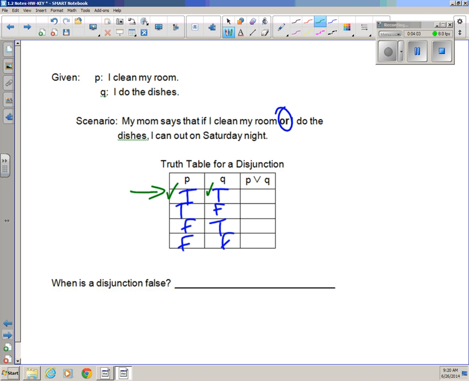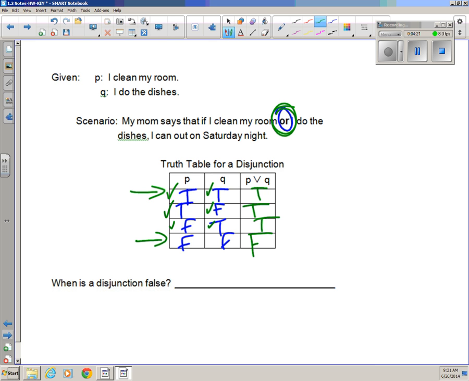So if I go back to my first column, did I clean my room? Yes. Did I do the dishes? Yes. Am I allowed out? Absolutely. I cleaned the room, but I didn't do my dishes. Remember, Mom only said do one or the other. So yeah, I'm allowed out. I didn't clean my room, but I did do the dishes. I still did one or the other. I'm allowed out.